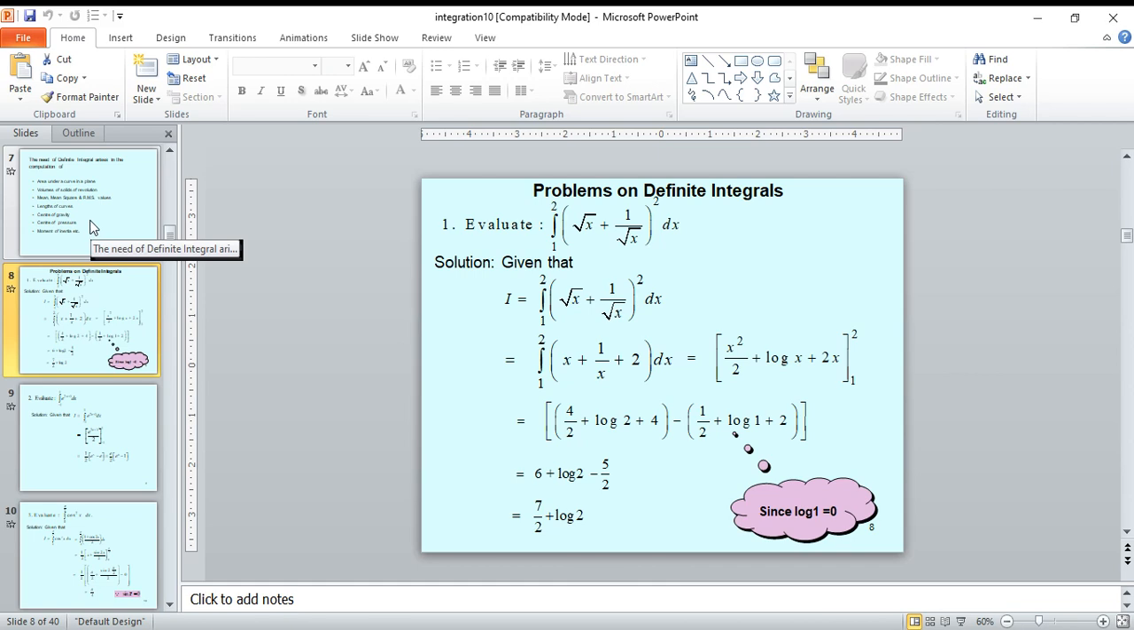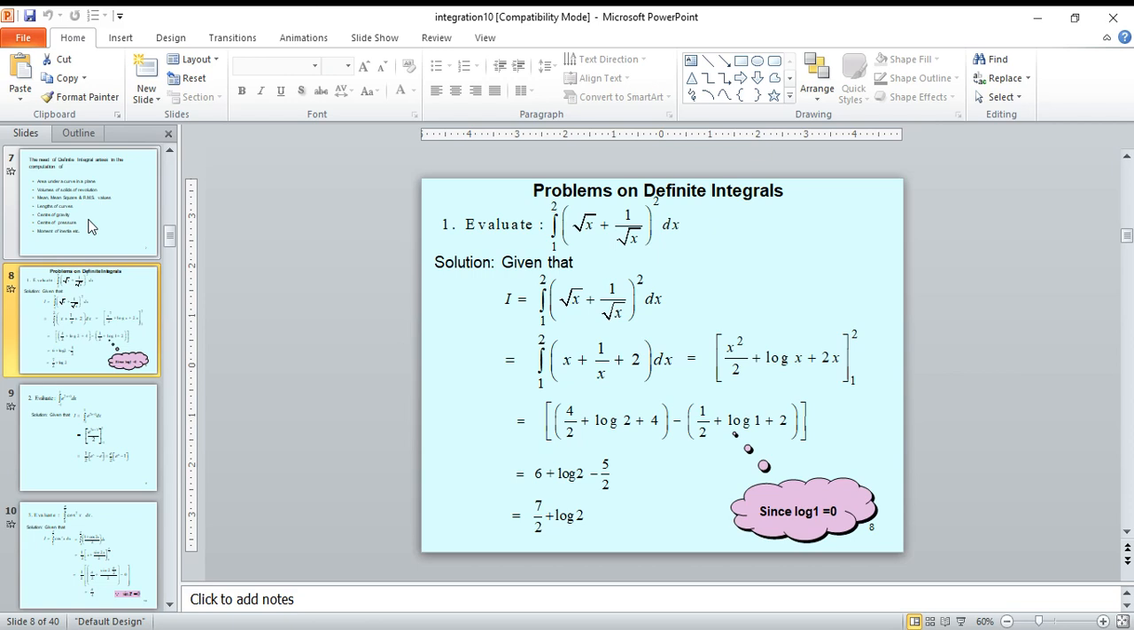This is the first formula. I am repeating this formula in this problem. Evaluate the integration from 1 to 2 of root x plus 1 by root x, whole square, dx. First of all, apply the a plus b whole square formula.